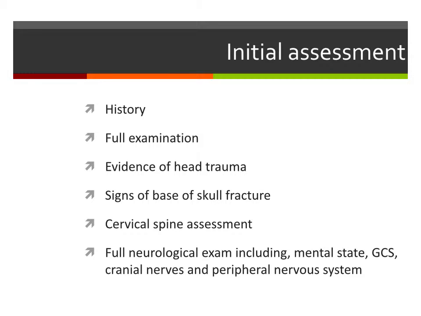Patients who present with a head injury should, like most other patients, have a thorough history and physical exam. The examination should include looking for evidence of head trauma, which mainly involves looking at the scalp and the face for evidence of direct trauma. In addition to this, you should look for evidence of a basal skull fracture, which includes panda eyes, CSF otorrhea or rhinorrhea, hemotympanium, and Battle sign, which is bruising of the mastoid process.